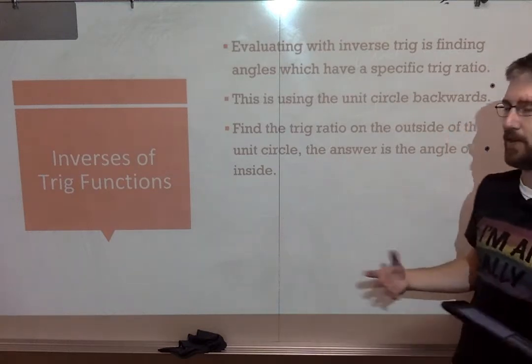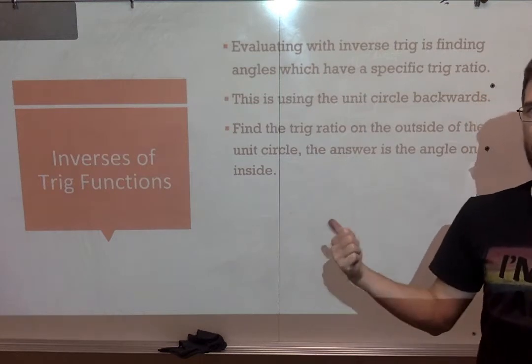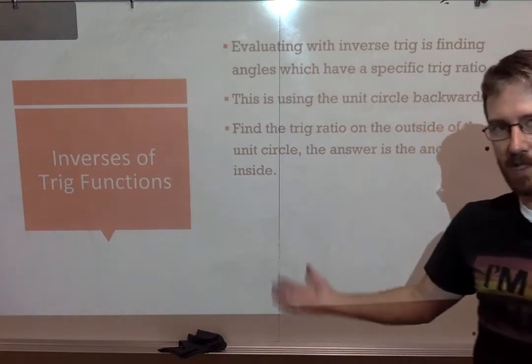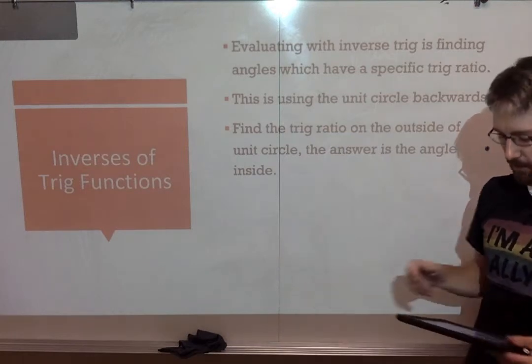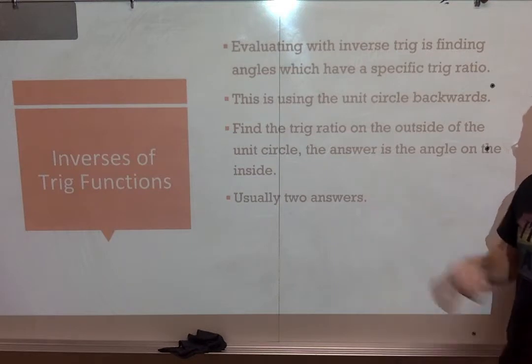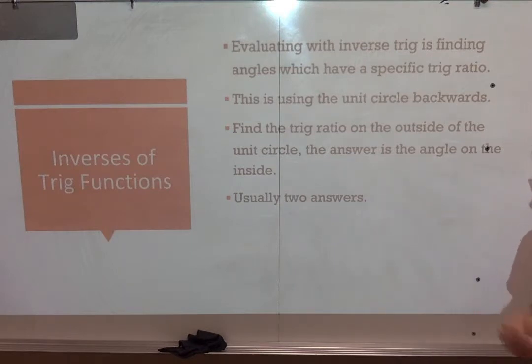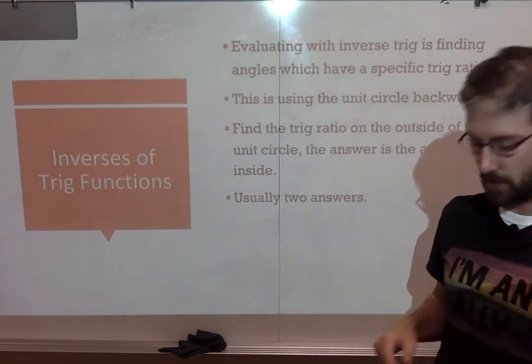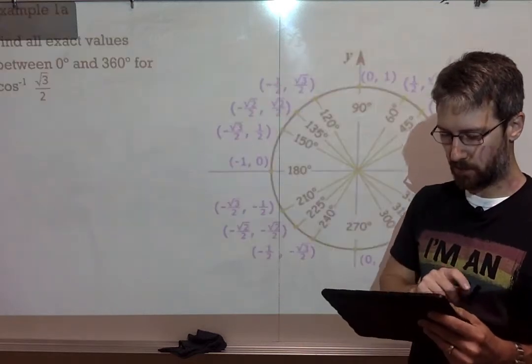So everything in math has an inverse, right? Plus has minus, multiply has divide, sine has inverse sine, trig has inverse trig. All right. Consequence of this is there are usually two answers because a lot of those numbers, they all repeat around the unit circle. Okay, so first example.